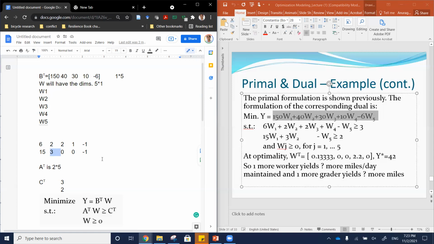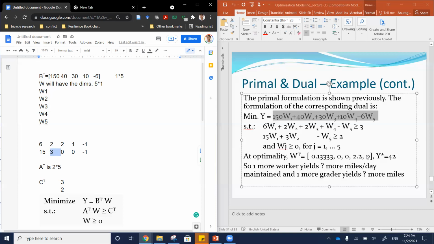Okay. And if you actually solve this problem, you still get y star being 42. And if you want to write what W transpose will look like, it will look like this: 0.133, 0, 0, 2.2, and 0. And this is very interesting because if you look at the solution for the dual problem and the solution for the primal problem, you're trying to minimize y, and the minimum value of y will still come out to be 42. So the primal problem and the dual problem always have the exact same solution.